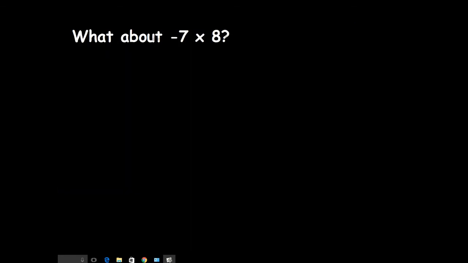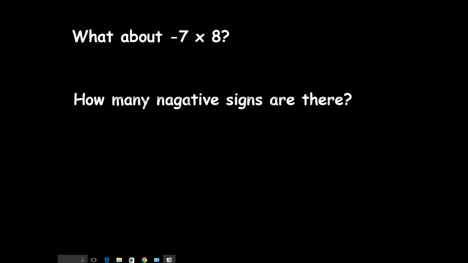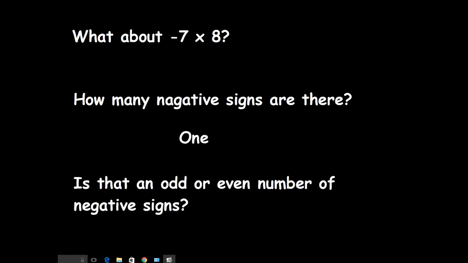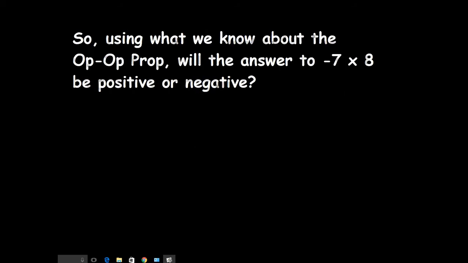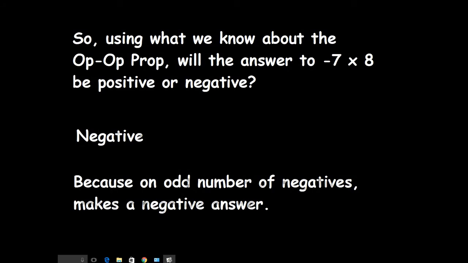So what about -7 times 8? How many negative signs are there? There's a negative in front of the 7, but none in front of the 8. So there is one negative sign. So then we have to say, is that an odd or even number of negative signs? And we know the number 1 is an odd number. So using what we know about the op prop, will the answer to -7 times 8 be positive or negative? Well, remember, there's one negative. It's an odd number of negatives, so it will be a negative answer, because an odd number of negatives makes a negative answer.